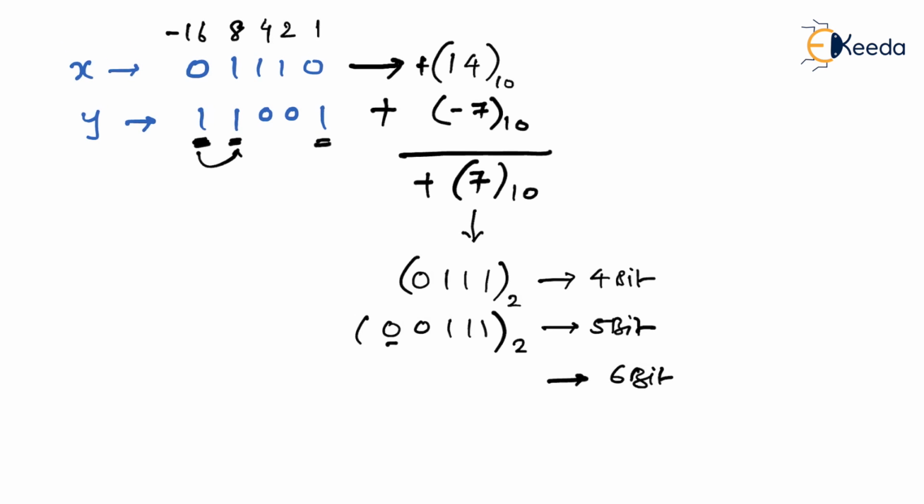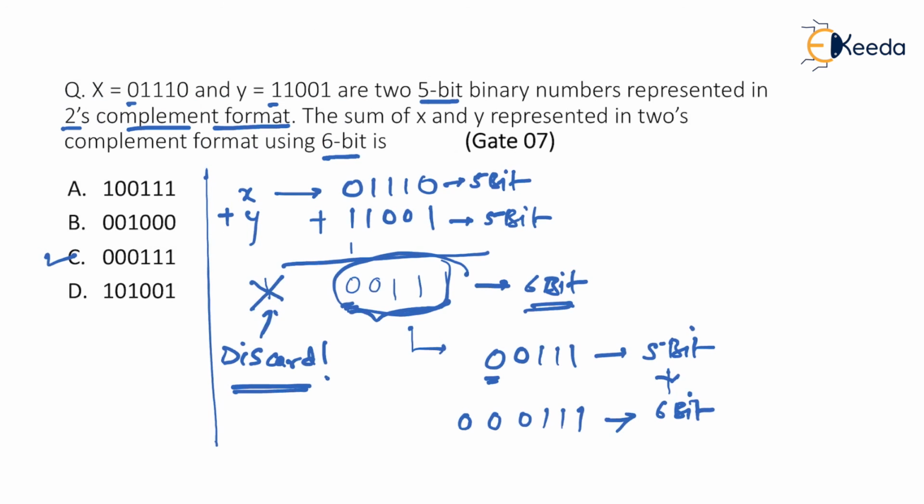Then just see the MSB. MSB is 0, so you go on expanding with the MSB, right? See? Now, as you can see, the answer is 000111. We'll just go back and see whether we got the same result. 000111. As you can see, 000111 is the correct answer.